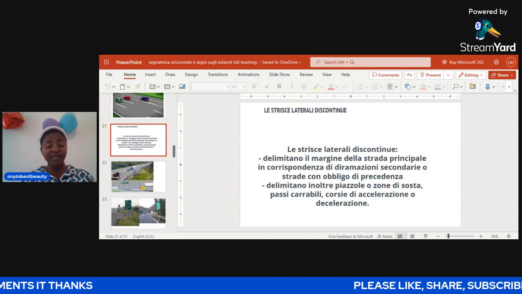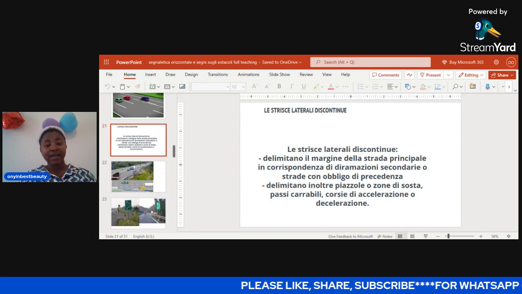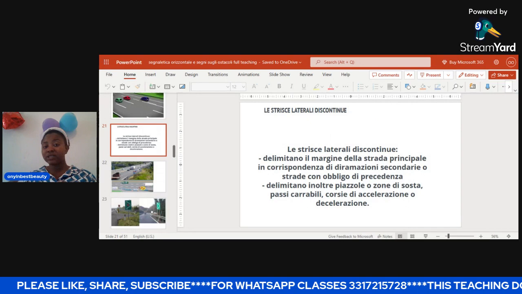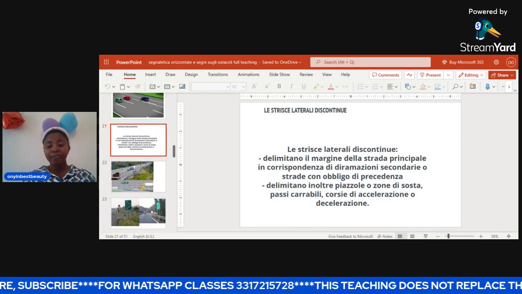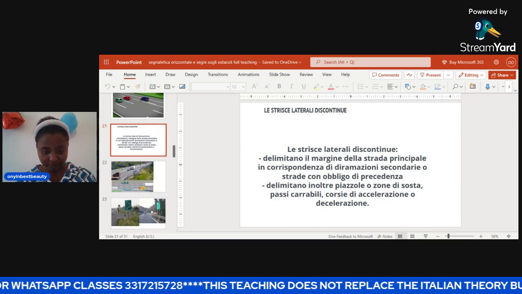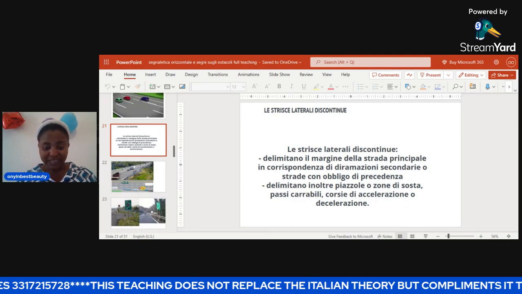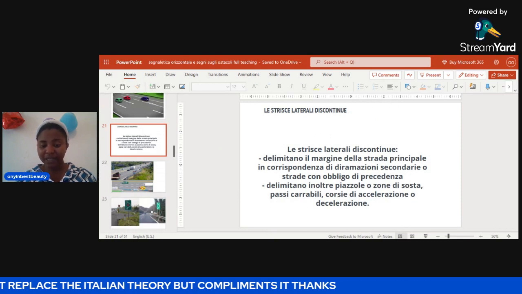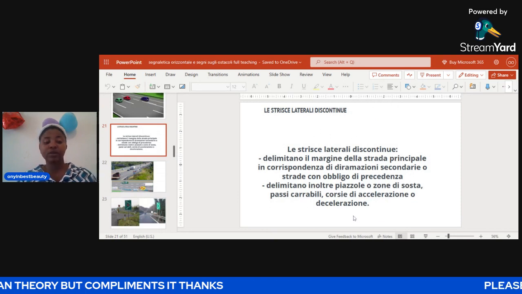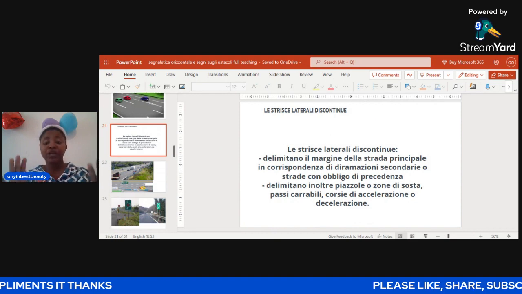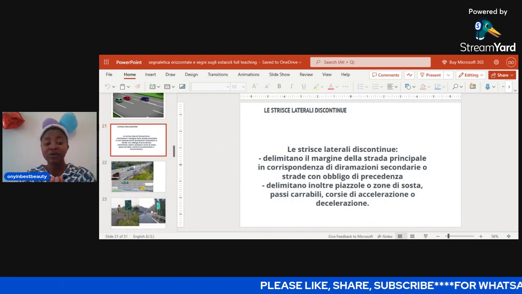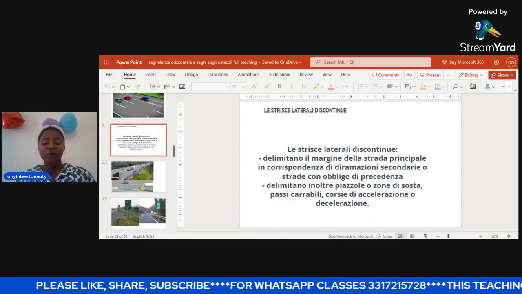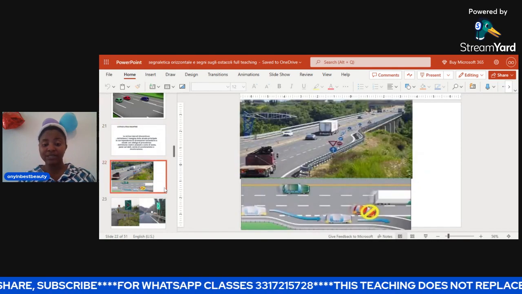Most times you will see it on a carriageway separating the corsia di accelerazione, corsia di decelerazione, piazzola di sosta, passo carrabile. Let me read it so that I won't just be saying it. Delimitando in ordine piazzola o zona di sosta, passi carrabili, corsia di accelerazione o decelerazione. That is basically what it's telling you. It helps you tell the limits between this carriageway and these corsias. I'm going to give you an example for number one so you understand better with the picture.